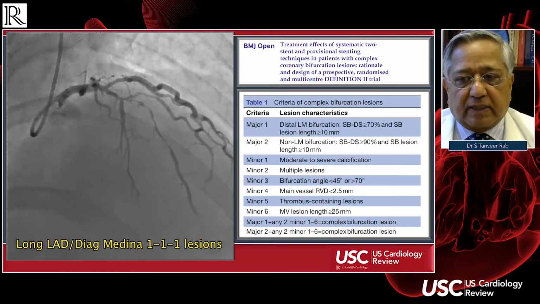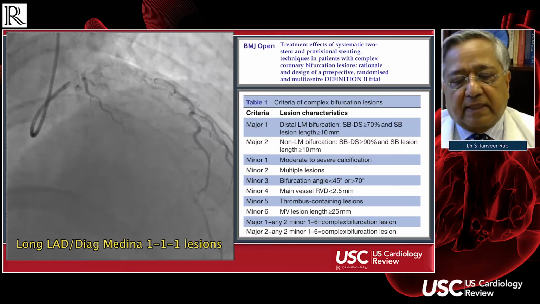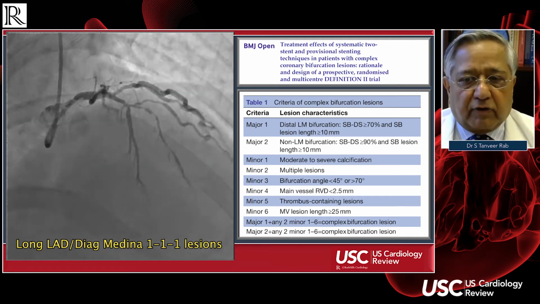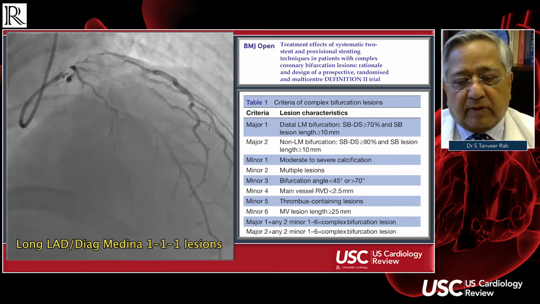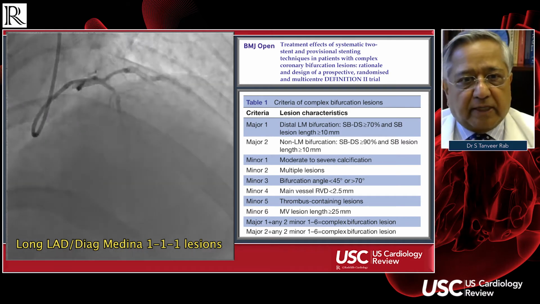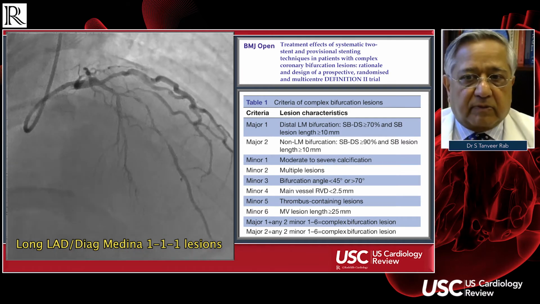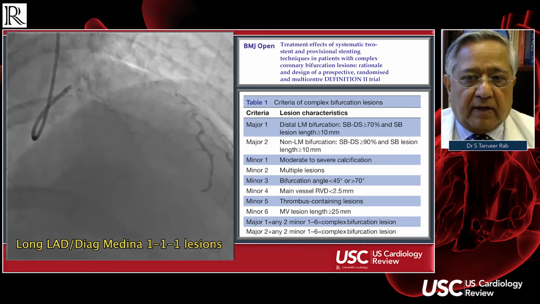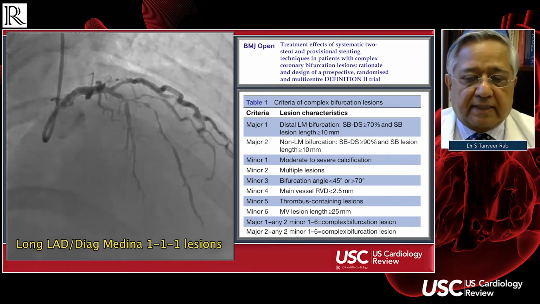Yes. So obviously for the definition criteria, this is a non-left main bifurcation. So the criteria of stenosis is 90%, not 70% like distal left main, but the lesion length greater than 10. I think most of us, and certainly the more recent trials and publications, consider any lesion greater than 10 millimeters in length significant in the side branch.